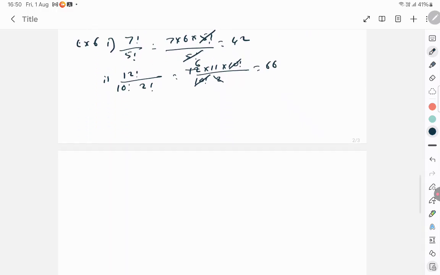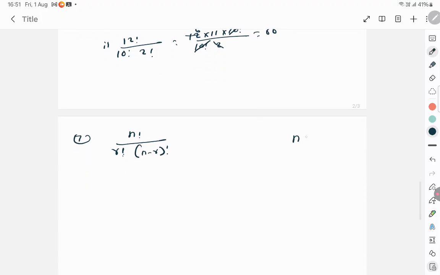So let's go to the next question. Example 7: evaluate n factorial by r factorial into n minus r factorial. The moment I see this, it is the combination formula, nCr. So far I was doing nPr, which is n factorial by n minus r factorial. But now this is nCr. This means it's permutation.